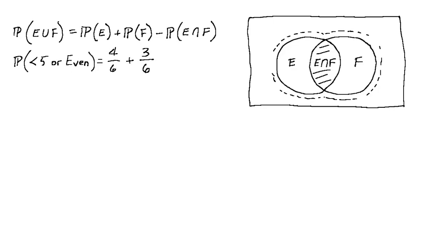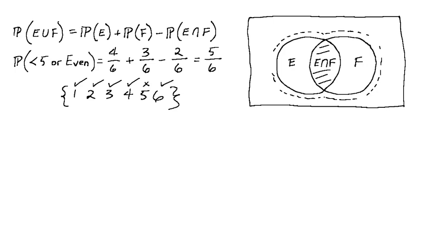And so it only remains to subtract the probability of rolling a number that is both strictly less than 5 and even. There are 2 such numbers, namely the number 2 and the number 4. And we still have 6 outcomes, so we end up subtracting 2 on 6. In the end, we see that the probability of the union of events in this case is 5 over 6. A quick check shows that we're spot on. 5 of the 6 possible outcomes of the experiment are either strictly less than 5 or even.